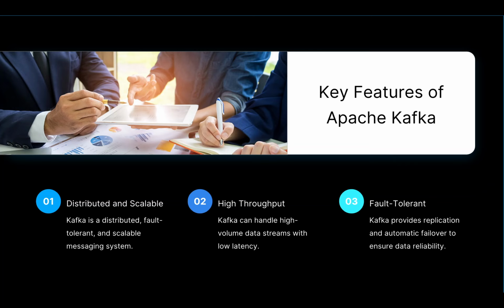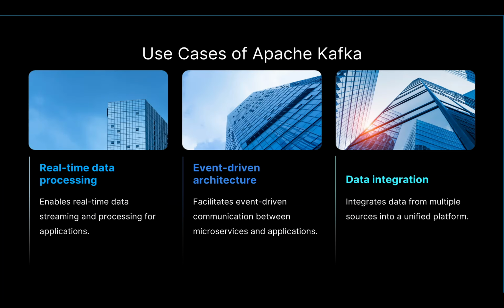Then we look at some of the use cases of Apache Kafka, and we have real-time data processing, which enables real-time data streaming and processing for applications. We have event-driven architecture, that is, it facilitates event-driven communication between microservices and applications. The good thing with Apache Kafka is that it can be managed separately, and it can communicate with multiple applications.